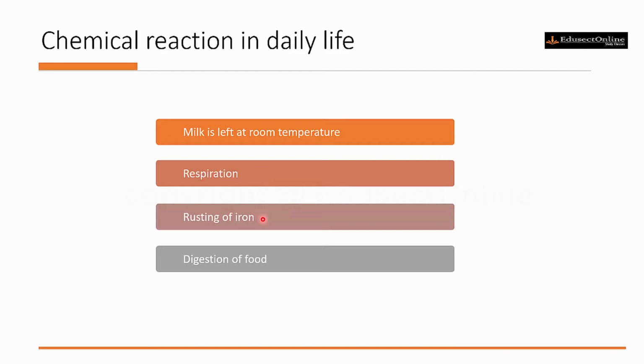Next is rusting of iron. That means corrosion. In this, iron reacts with moisture in the atmosphere and produces a layer of iron oxide. That means it's a chemical reaction. The next is digestion of food. What is digestion? We take in our food particles, then they break down into smaller food molecules to get our energy or nutrients. Those are all chemical reactions too. So these are some chemical reactions we can see in our daily life.